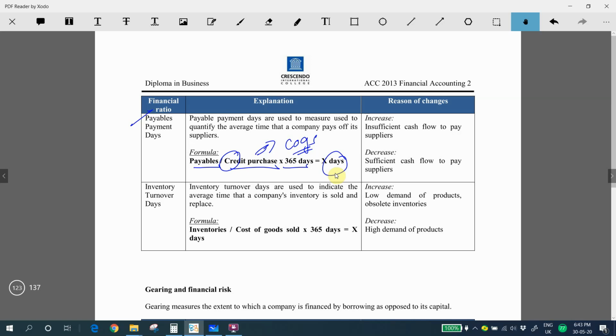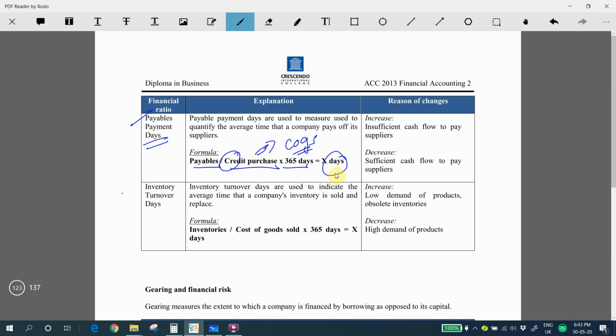If your payable payment days are too long, it means that you may have a financial problem. You may not be able to pay your supplier on time. If you have insufficient cash to pay, your supplier may not be happy, so they may cut your supply. However, if you pay your supplier too fast, it means that your payable payment days are too short. You will have a problem: you may not have enough cash for your daily operation. So the payable payment days you have to control nicely. Normally, we base it on the credit terms offered by our supplier. We just follow that for payment purposes.